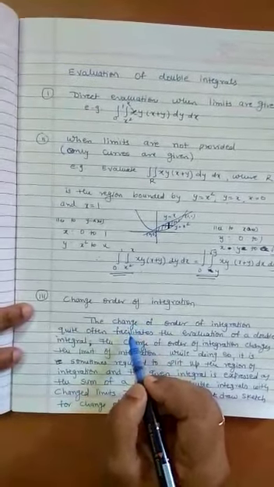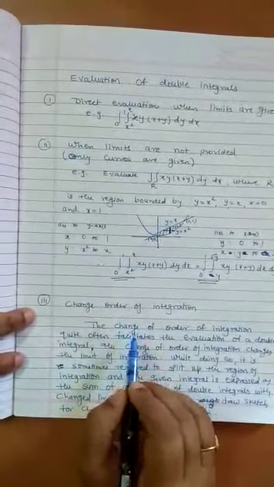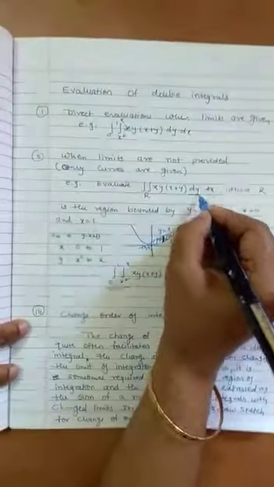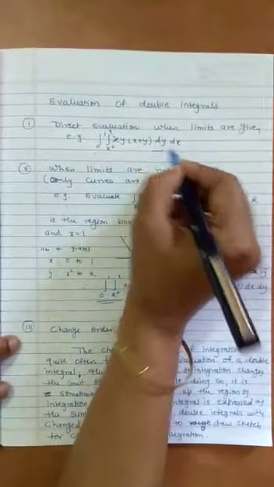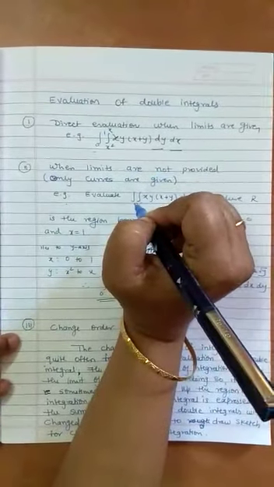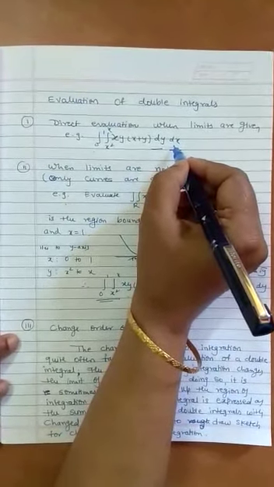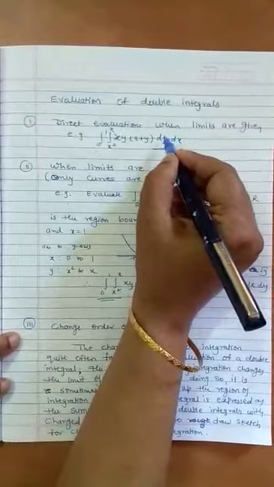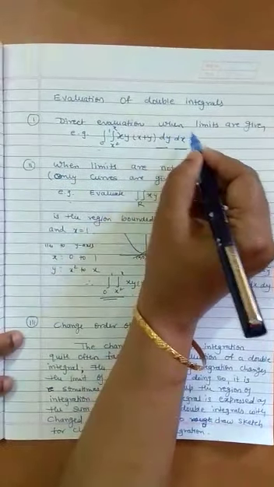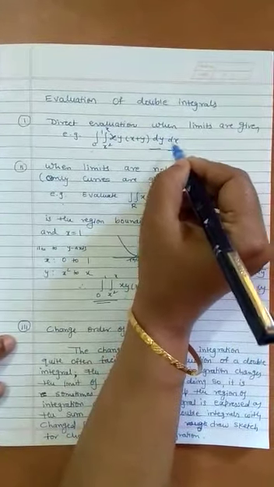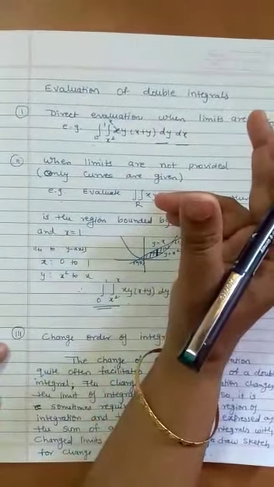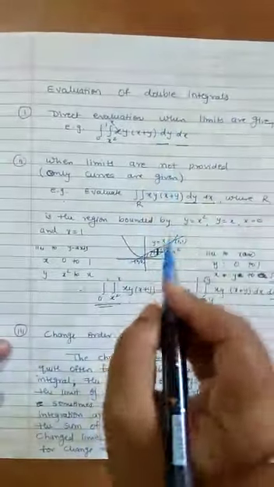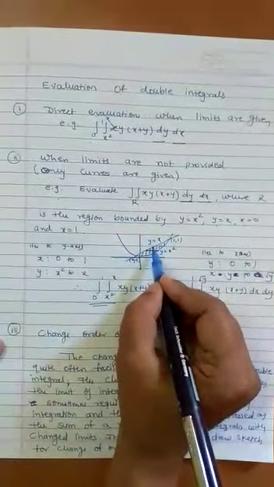Change of order of integration means changing the order of integration here. Here we are integrating with respect to y first and then with respect to x. Changing the order means we need to integrate with respect to x first and then with respect to y. Now changing order of integration is not just interchanging x and y. For changing the order of integration, we change our strip.